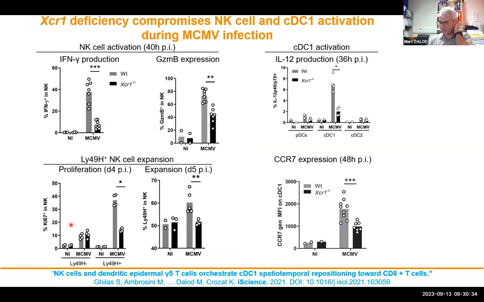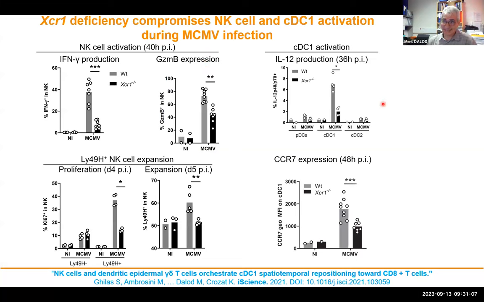If you look at NK cell expansion, the NK cells that are proliferating, as observed with Ki67 staining, there is much more proliferation after an infection in wild-type mice for the NK cells in the spleen, especially the Ly49H positive NK cells. But this proliferation is blunted in XCR1 knockout mice. And in fact, the global expansion of Ly49H positive NK cells is blunted in XCR1 knockout mice. So it shows that XCR1 deficiency is compromising NK cell responses to viral infection.